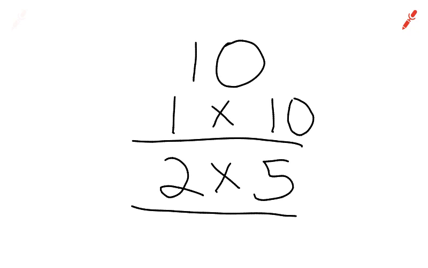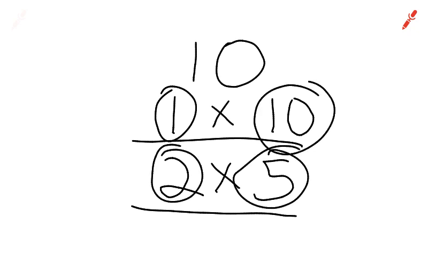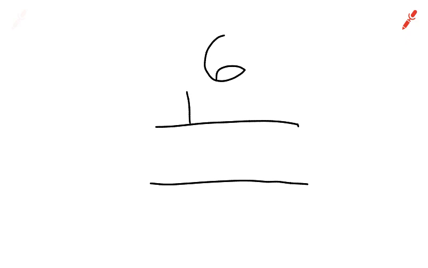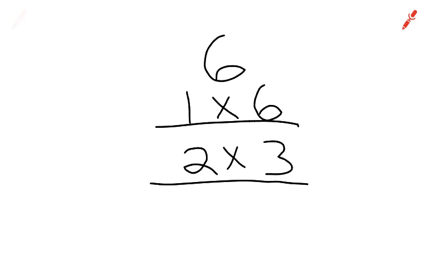And if it were to ask you, what are your factors? Not asking what are your pairs of factors, but what are your factors? You'd say 1, 2, 5, 10. The next one says 6. What numbers go into 6? 1 and 6. And 2 and 3. 2 times 3 is 6. Our pairs of factors are 1 and 6, 2 and 3. Our factors are 1, 2, 3, 6.